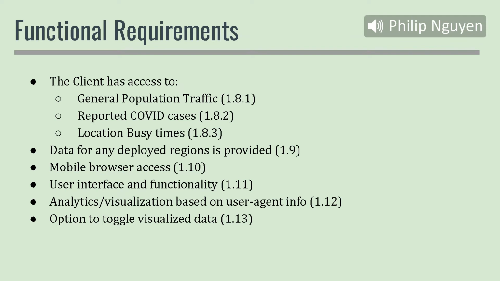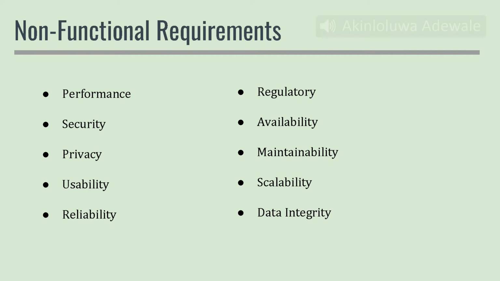For ease of use, upon opening the web app, there should already be analytics and visualizations based on user agent information. We will be using cookies to achieve this. Finally, the client must be able to have the option to toggle visualized data, including heat maps, location busy times, and COVID reports. Non-functional requirements refer to the quality attributes of a software system.